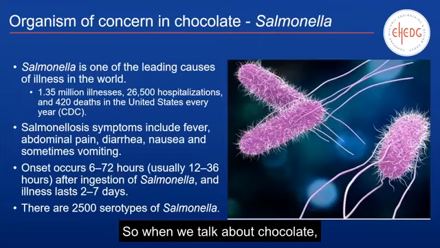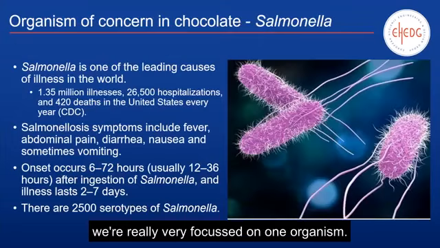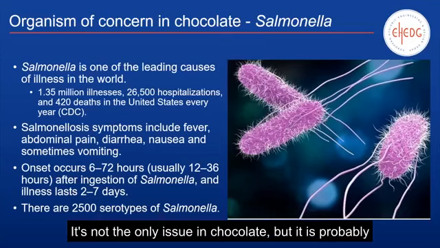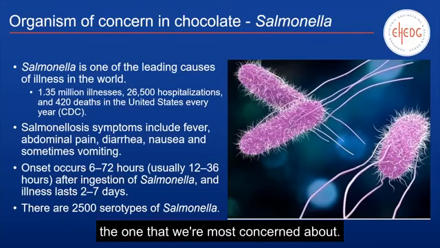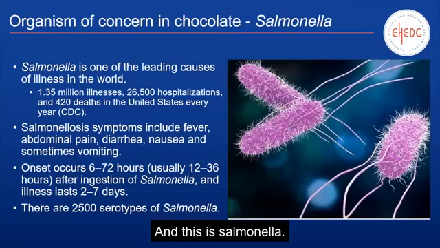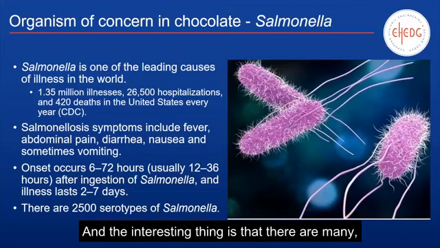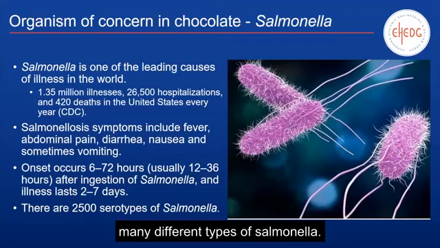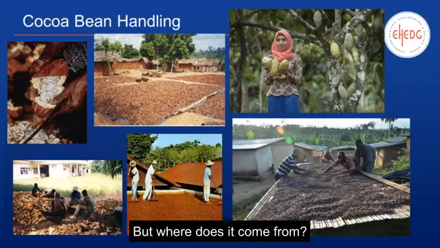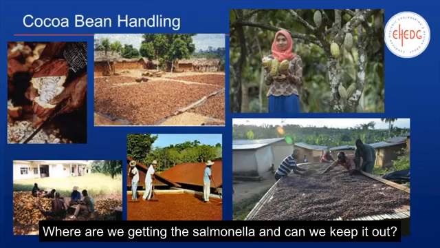So when we talk about chocolate, we're really very focused on one organism. It's not the only issue in chocolate, but it is probably the one that we're most concerned about, and this is salmonella. And the interesting thing is that there are many, many different serotypes of salmonella. All of them are considered pathogens. So where does it come from? Where are we getting the salmonella, and can we keep it out?